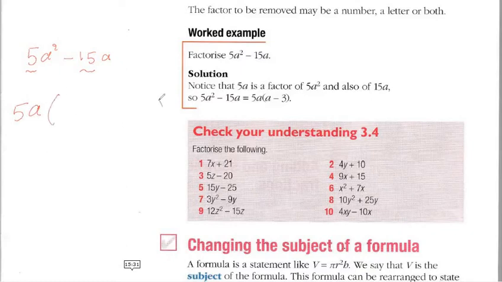Now, open bracket. Divide these two terms by 5a. 5a squared divide 5a, it's only a. We have minus 15a divide 5a, it's only 3. 15a divide 5a, we cancel a with a. 15 divide 5, it's 3. So we write just 3.